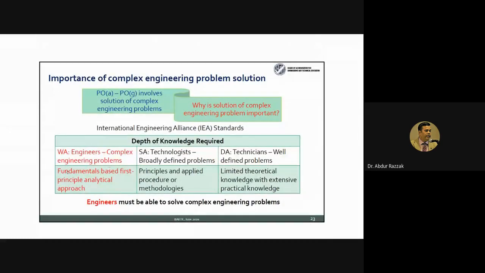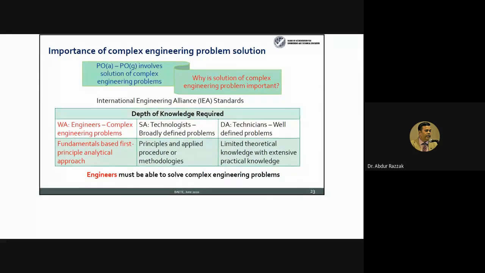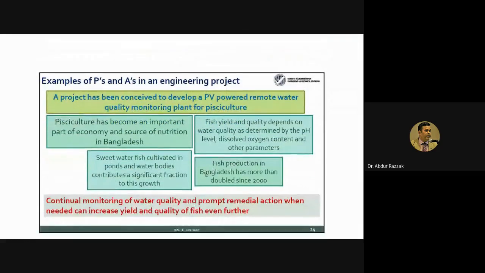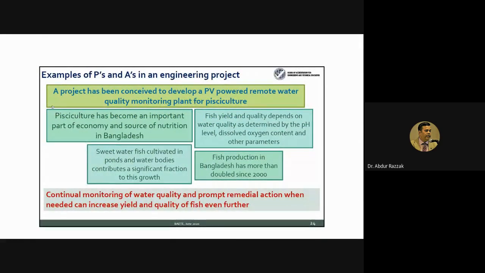Okay, look at this project. This is the example which has been actually presented in a training session organized by BAETE, the Board of Accreditation for Engineering and Technical Education. So these are examples of problems and activities in an engineering project. So what is the project?